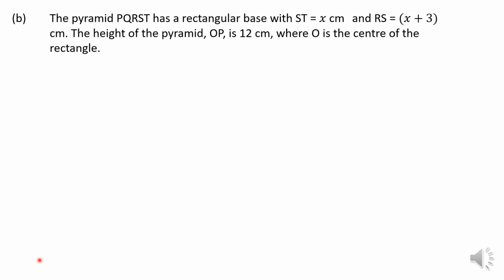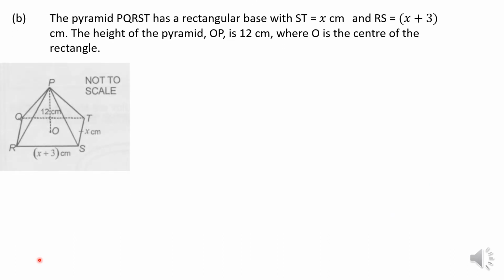Right, this brings me to the B part. So let me bring the diagram here in B. It says this pyramid has a rectangular base. It's very important that you can see that. I see that in this rectangle, the side TS is X and the side RS is X plus 3. And then P to O, the perpendicular height, is 12 centimeters.